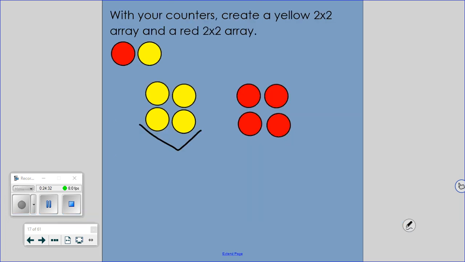Ashley, what is the name of that yellow array? Very good. So I want you to put a little triangle around your drawing and call it a 2 by 2, because that's what it is. You can even put it in those fancy parentheses that we talked about, because it's a group. What about our red array? It's its own little group. Lainey, what's the name of the red array? A 2 by 2.